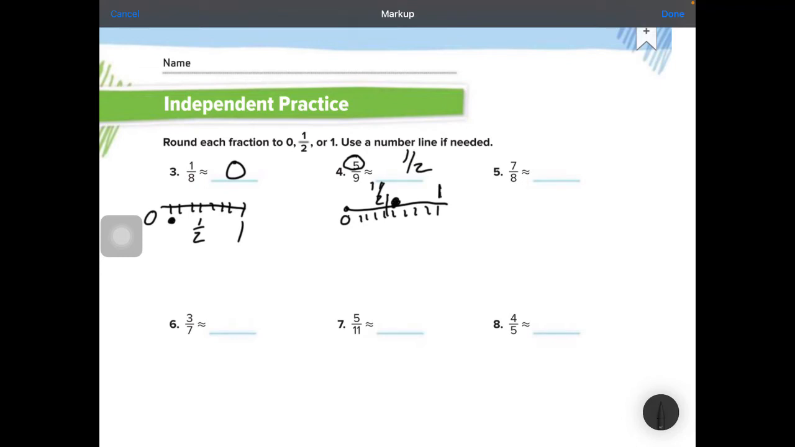Couple different strategies you can use. So look at the numerator on number 5. Is it more than half? It's almost a whole number, isn't it? So it's definitely going to be closer to 1. If you need me to prove it on a number line, I will show it to you. 1, 2, 3, 4, 5, 6, 7, 8. 7 eighths is right here. We have 1, a half, and 0. And it's definitely going to be closer to 1.